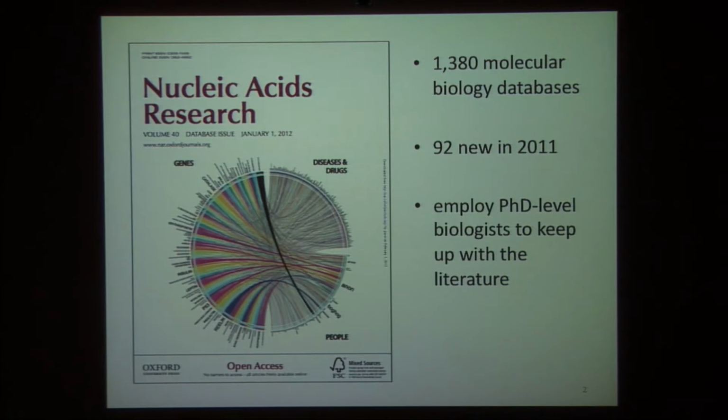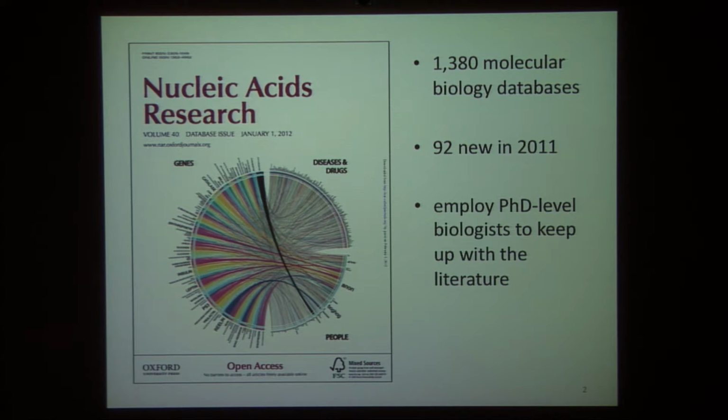annotation. So just to motivate things a little bit to get started, although I doubt for this audience it needs too much motivation. This is the cover of this year's Nucleic Acids Research Databases issue. We're now, as of this January, up to more than 1,300 molecular biology databases. 92 of them were new last year. And the way these work is they employ PhD-level biologists whose job it is basically to keep up with the literature. So as new journal articles come out, update that this protein interacts with this protein, and here's a reference to the source article that showed this.